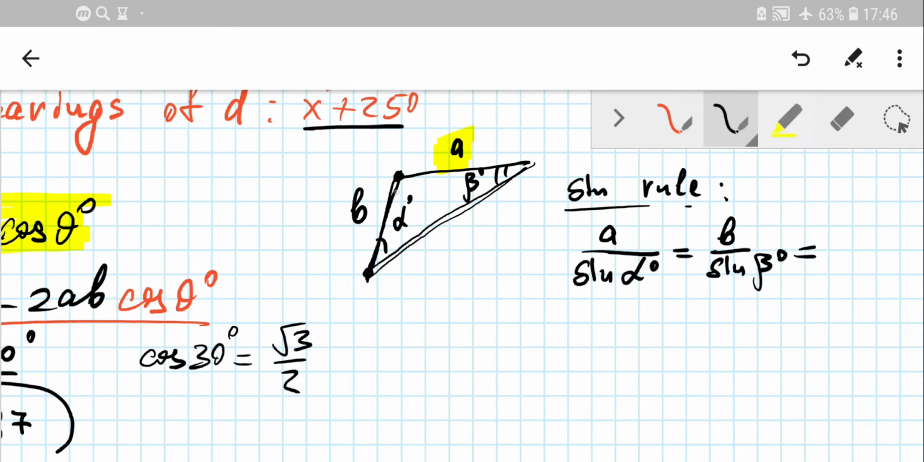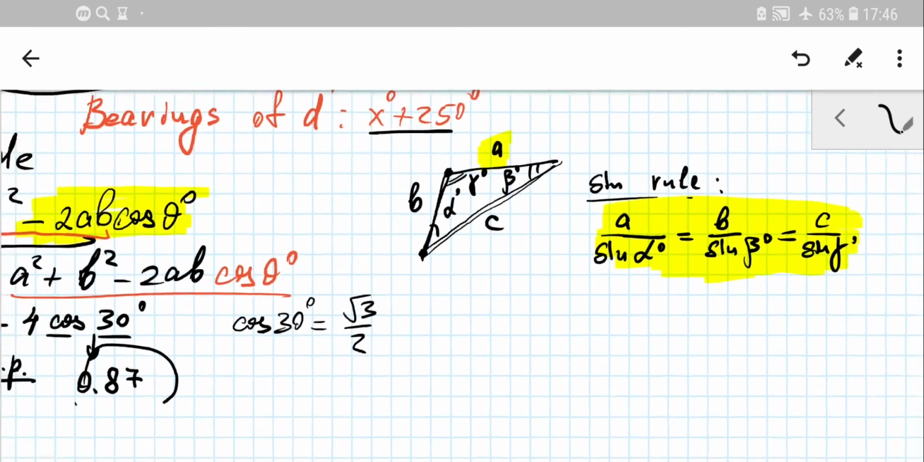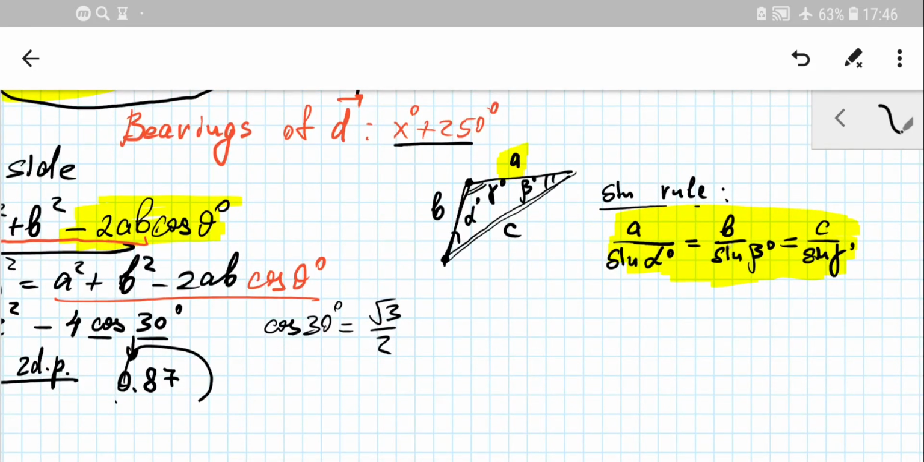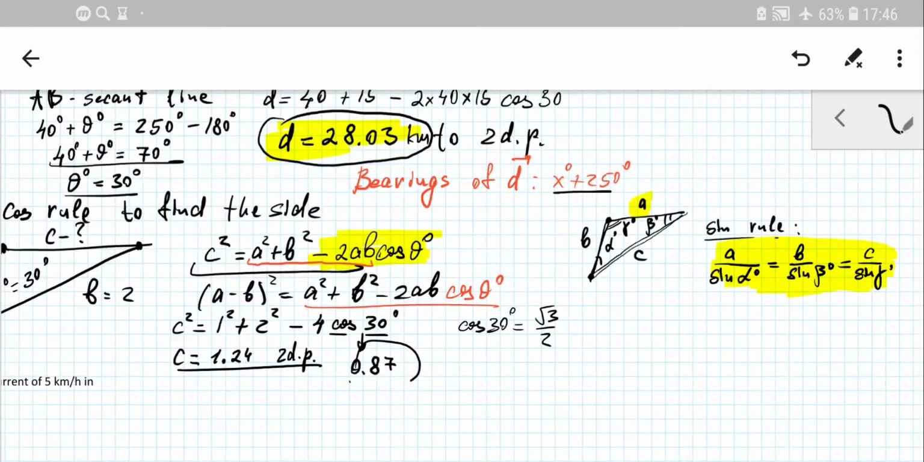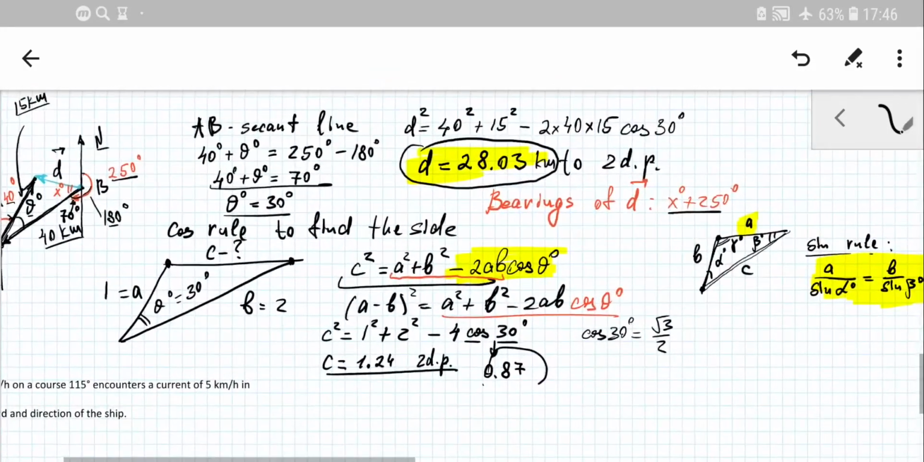And actually, if you input the third angle, let's say gamma in degrees, the side c is also equal to c over sine gamma. So that's the sine rule for a random scalene triangle. It works like a ratio, so this ratio stays the same. So what we can do is apply this rule to our case.